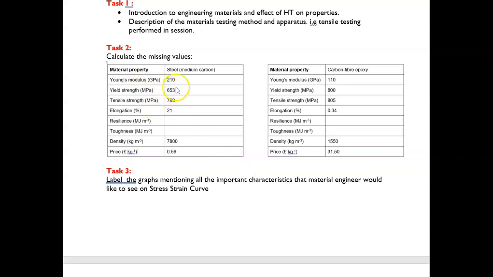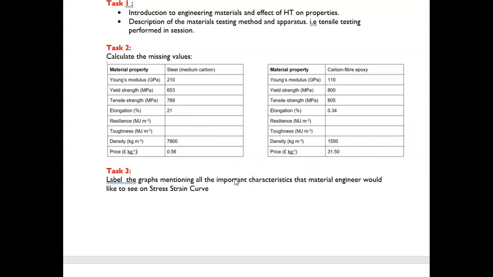These are the 2 materials, one the medium carbon steel and one the carbon fiber epoxy, which I tested, and I just put all their properties there. If you notice, there are 2 properties that are missing: resilience and toughness. After today's session, you will be able to find out the resilience and toughness. Based on the values given, you need to show the working of how you calculate. There is a formula. You need to show all the working of the formula, find the value, put the answer here, and so on. So this is the whole assignment.